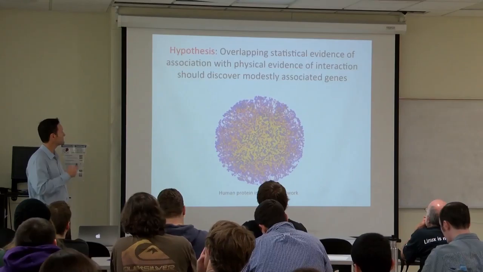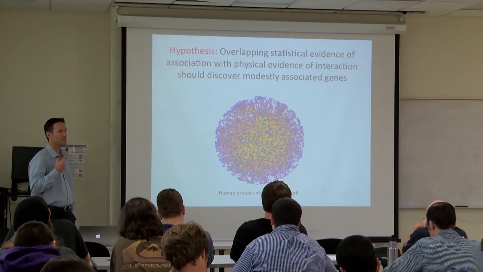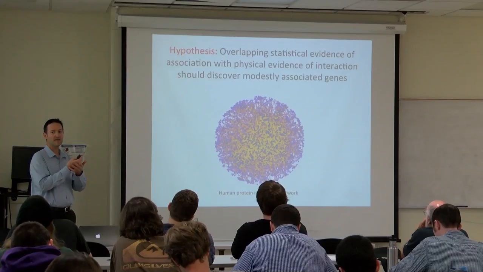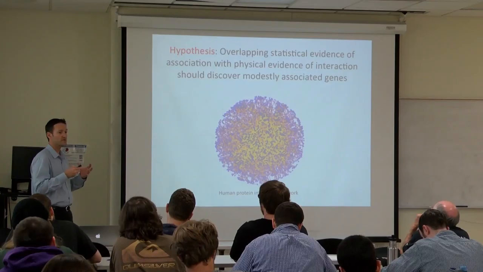So this is what we set out to do. We obtained the entire human protein interactome, the protein-protein interaction network, which has been experimentally determined, and then we overlapped the statistical evidence of association with the physical evidence of interaction. And we try to detect subnetworks of this large network that are enriched in associated genes. Does that make sense? A little bit?